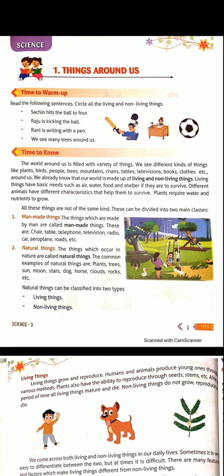See, chair. Where do we get a chair? We go to a carpenter shop. The carpenter will take wood, cut it into pieces, prepare a chair and give it to you. So the chair is made by a human being. The carpenter is a human being, no? So the chair is made by human beings. Correct, no? So chair is a man-made thing. The things which are made by man are called man-made things.